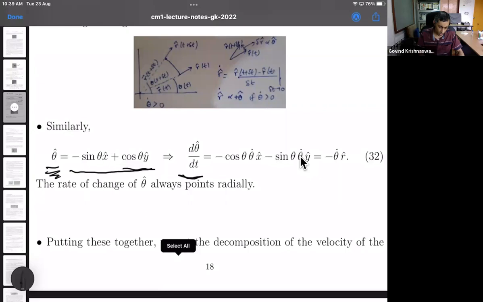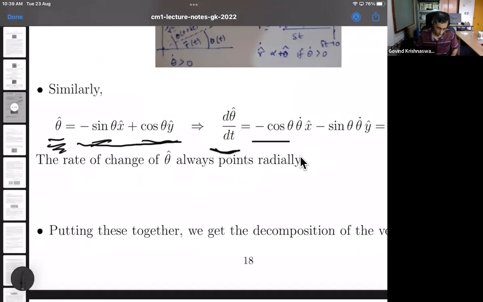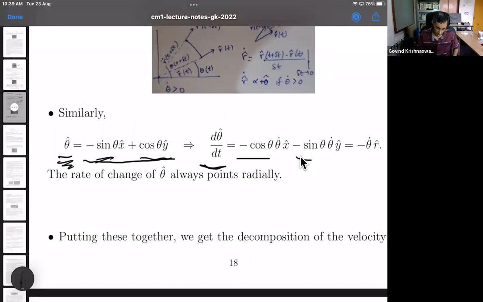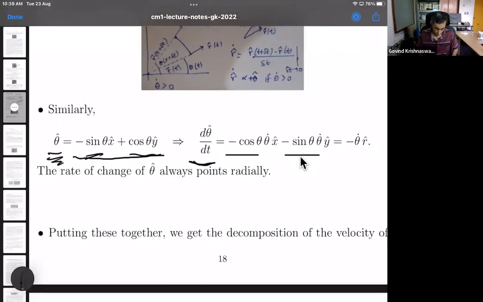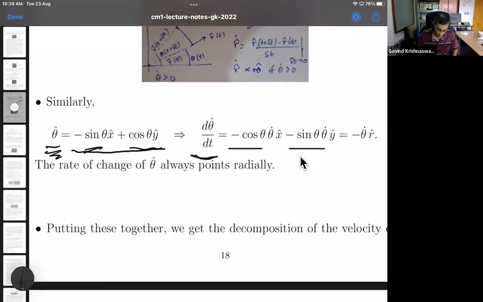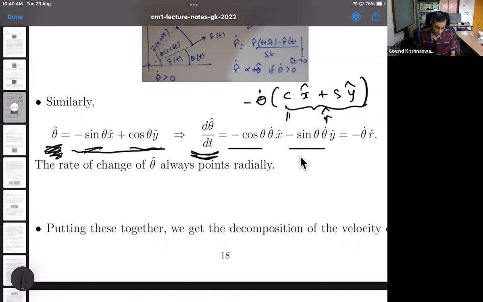Suppose I want to calculate its time derivative. There are going to be two terms, of course. Differentiating the cosine, I get minus sine; differentiating sine, I get cosine. So I get minus sine theta dot x hat minus cosine theta dot y hat. Now we make the simple observation. Of course, I'm taking the minus theta dot outside as a common factor: minus theta dot times (cosine theta x hat plus sine theta y hat). But then we notice that this is simply r hat by definition. So we have immediately found that theta hat, when you differentiate in time, is given by minus theta dot r hat.